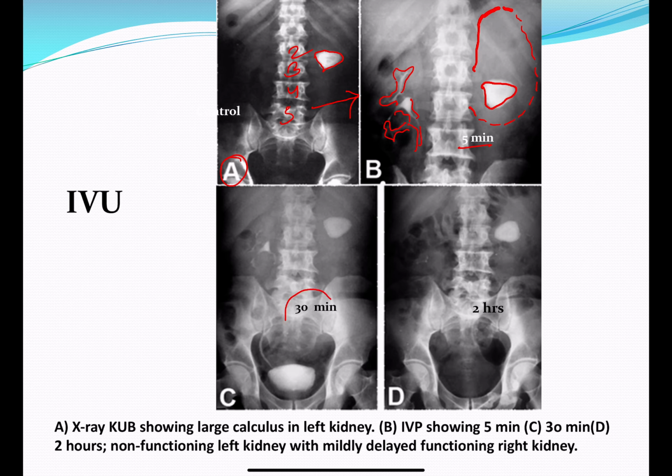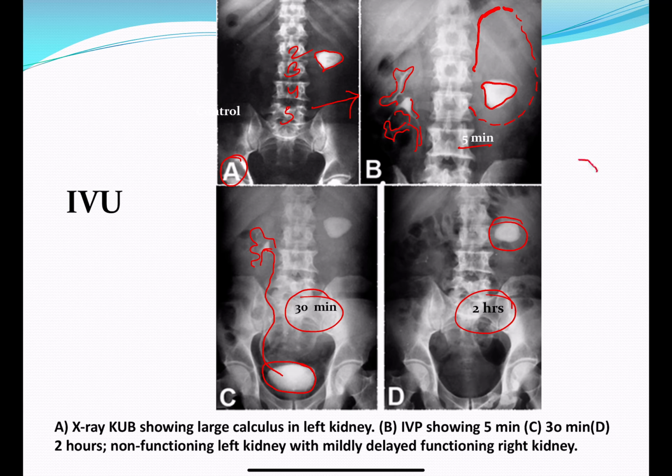So after 30 minutes, you can see over here on the right side, you can see all the calyceal system, you can see the pelvis, you can even trace the ureter down, and you can see the bladder. But on the left side, we still cannot see anything going down to the ureter, no calyceal system seen. Okay, and even after 2 hours, the late film, same thing is seen, we cannot see anything.